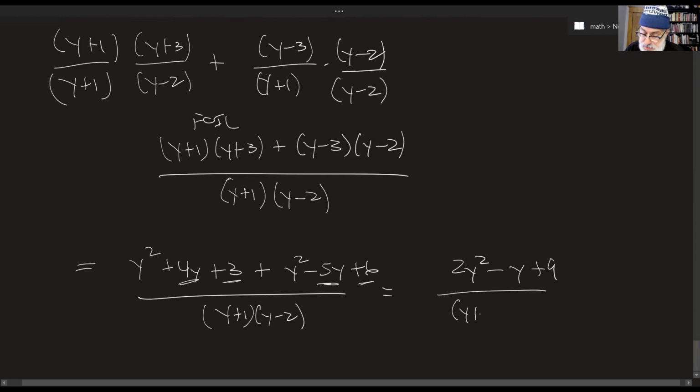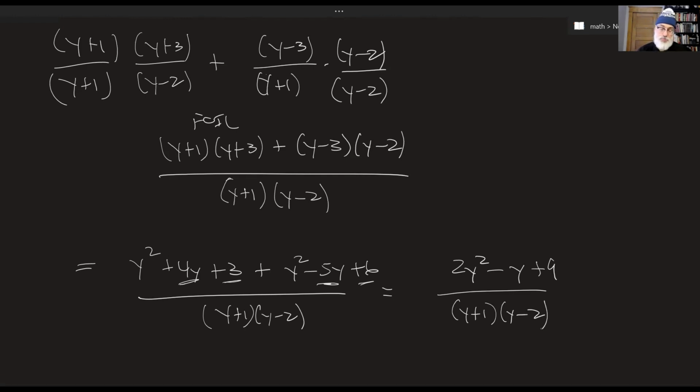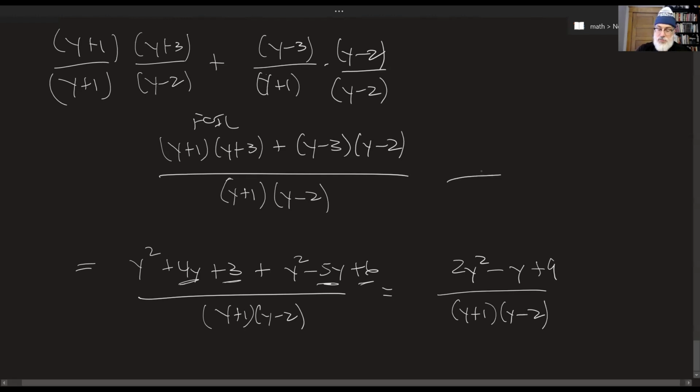And then we're going to leave that over here. So does 2y squared minus y plus 9 factor? Nope. So we leave it at that. You could also leave it here.